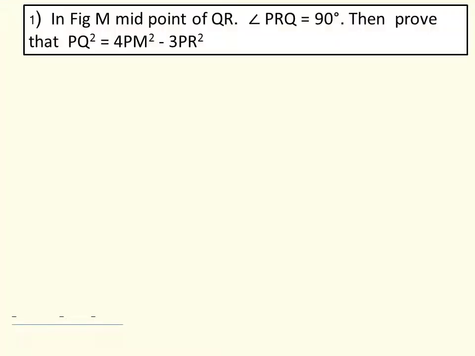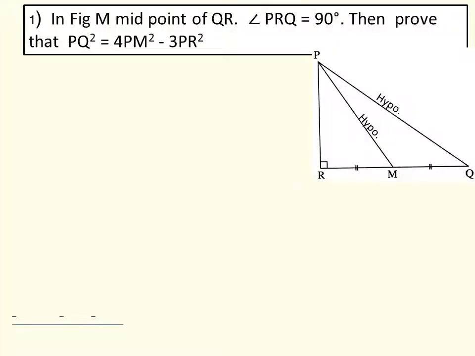The example is, in the figure, M is midpoint of QR, angle PRQ equal to 90 degree, then prove that PQ square equal to 4PM square minus 3PR square. Observe the figure. There are two hypotenuse, that means two right angle triangles. That means we can use Pythagoras theorem to solve this example.